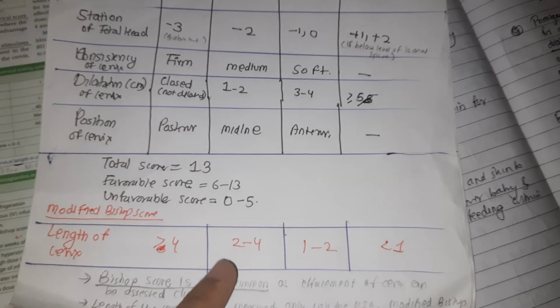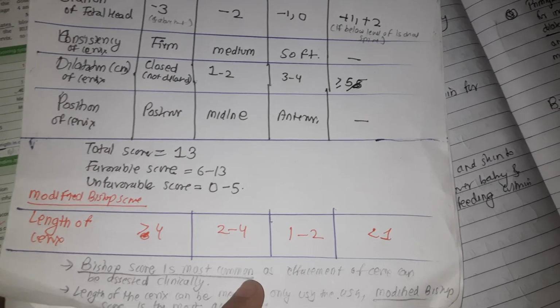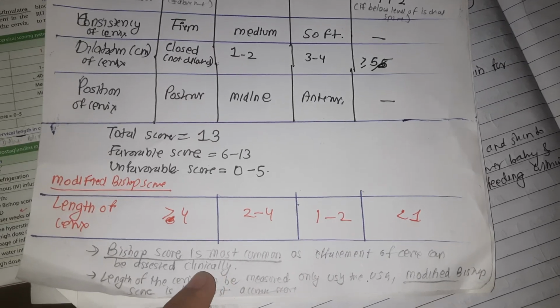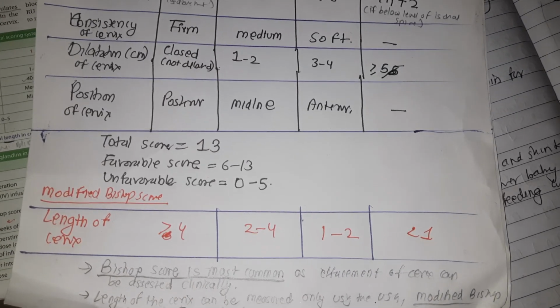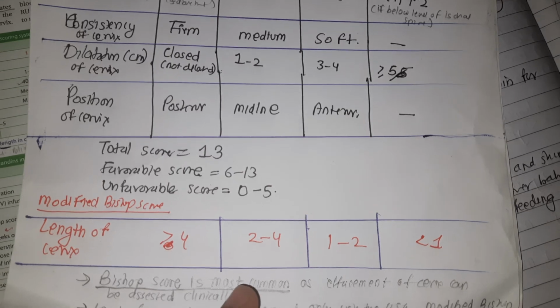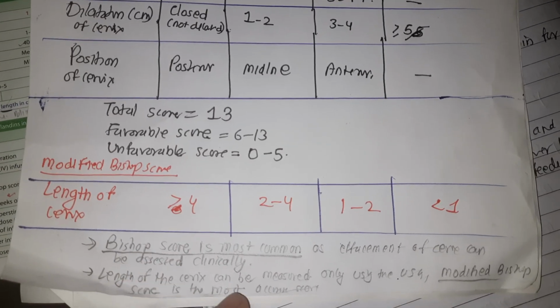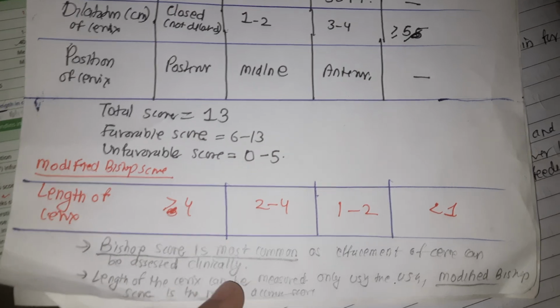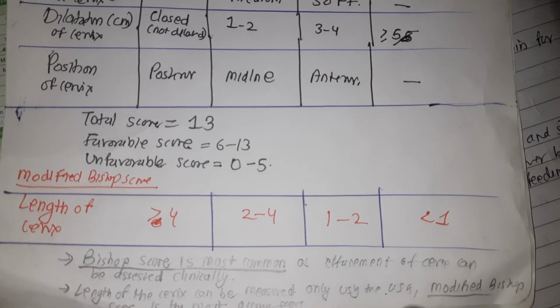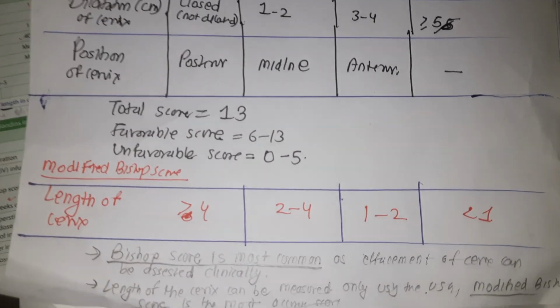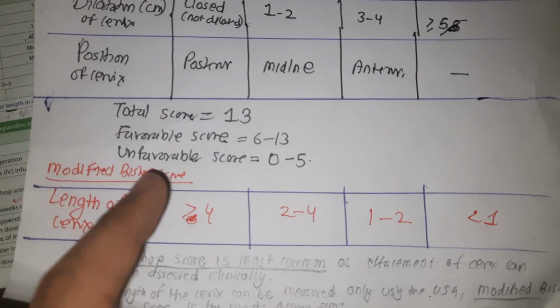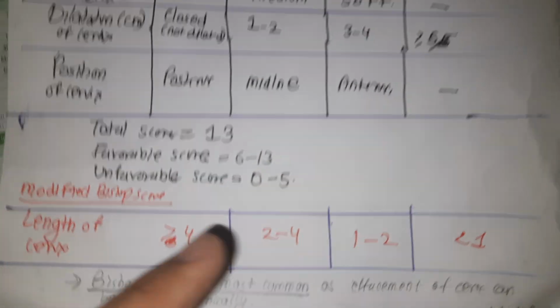The Bishop score is most common, as effacement of cervix can be assessed clinically. Bishop score, we can do clinically, but for the modified Bishop score, we have to measure the length of the cervix, which can be measured only by ultrasonography. So the modified Bishop score is most accurate, but clinically, we can only do the Bishop score.